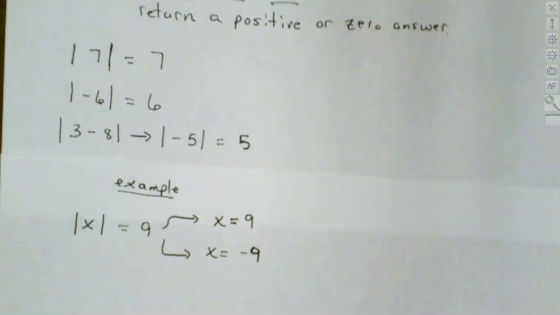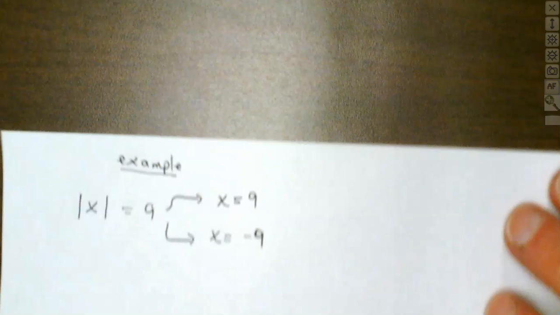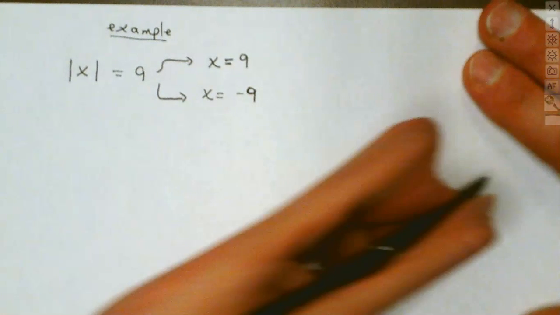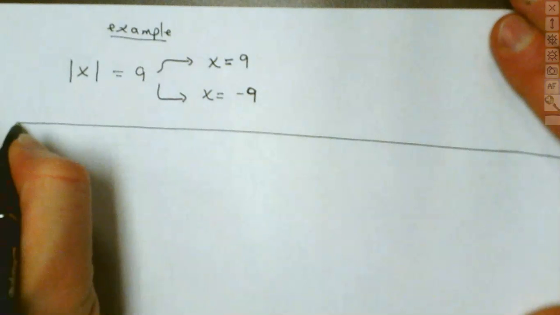Because there's two numbers that'll make it work. Absolute value of 9 is 9. Okay? Absolute value of negative 9 is also what? 9. So when you solve these, you got to make sure that you get the two equations. So make sure when you solve these absolute values out that you get both equations. So let's now go ahead and solve some absolute values.